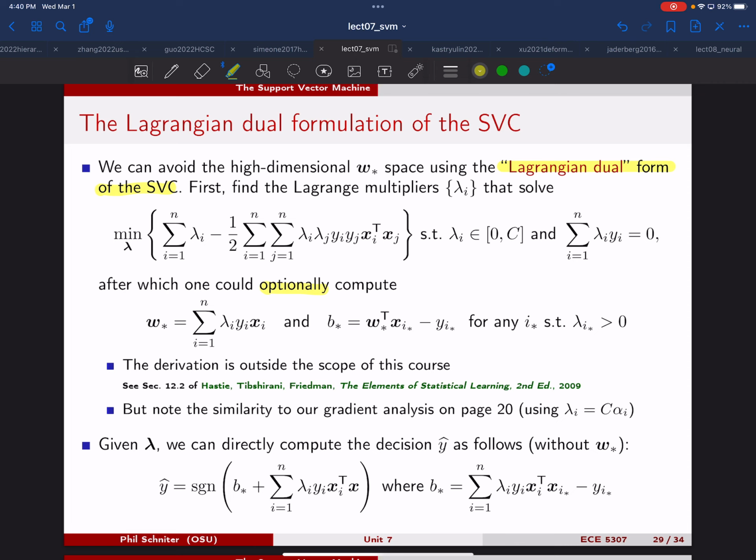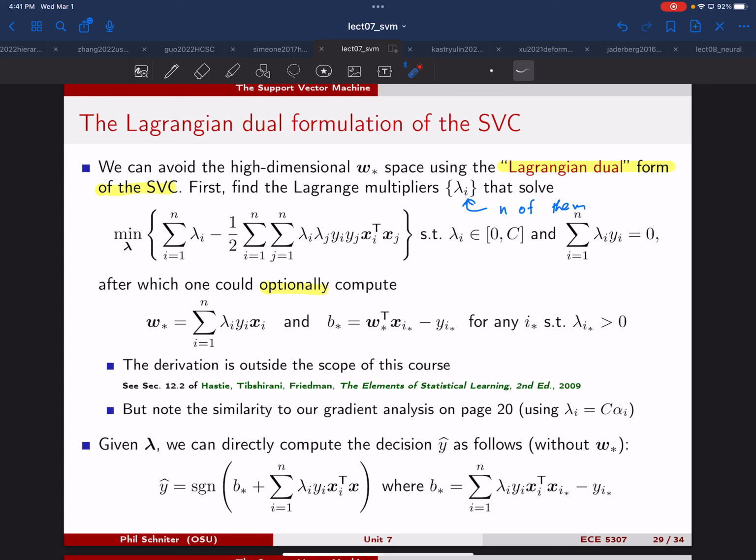And the interesting thing about the lambdas is, how many lambdas are there? Can you see from these equations? How many lambda i's are there? N, right? Whereas, how many w coefficients do we usually have? D, right? So what we've done is we've traded something that depends on the number of features plus 1 with something that depends on the number of training samples. That's kind of interesting. It's like we're really solving a very different problem.